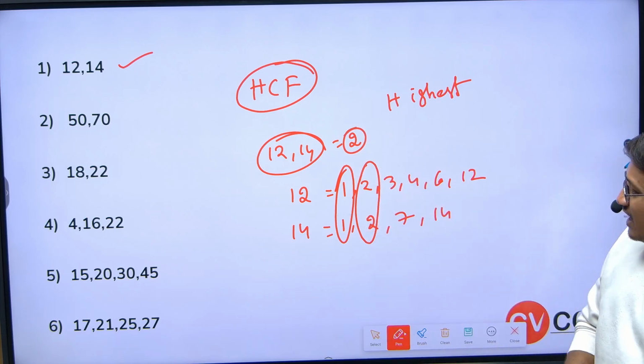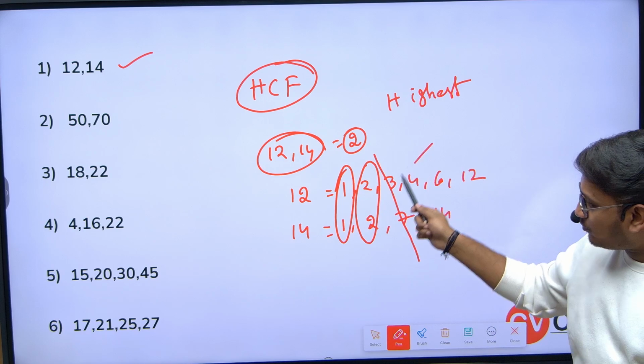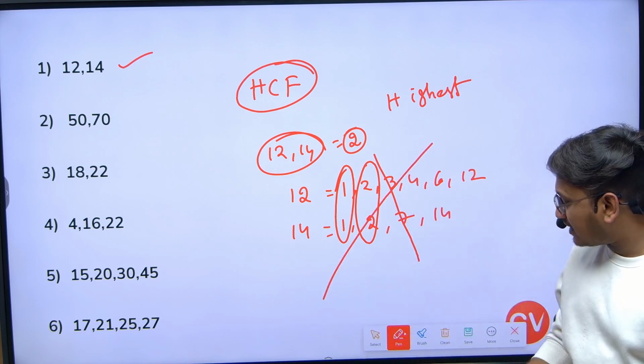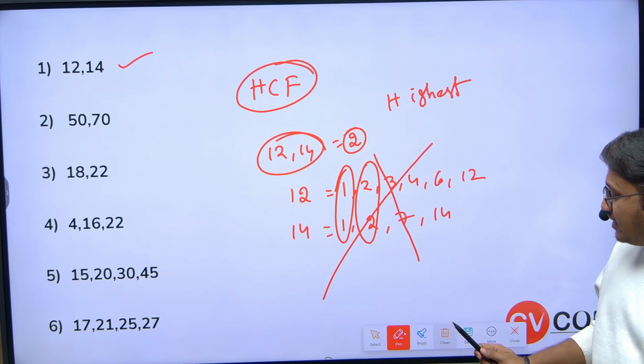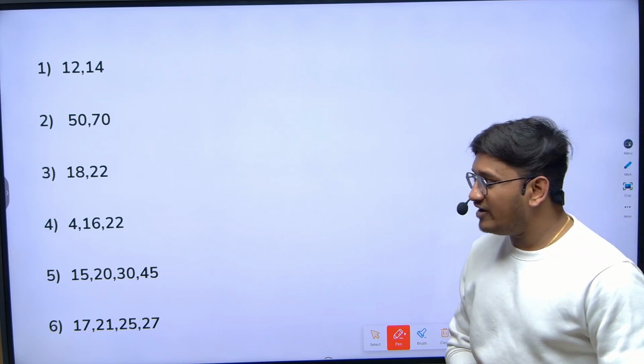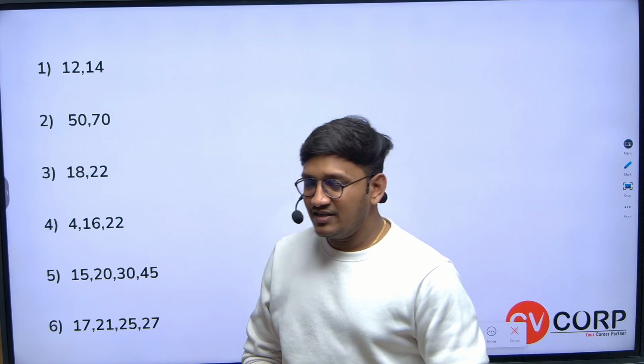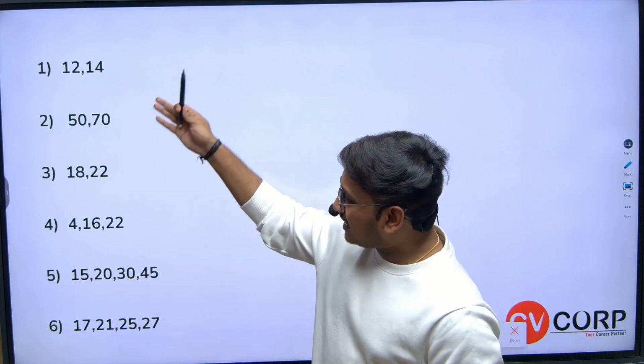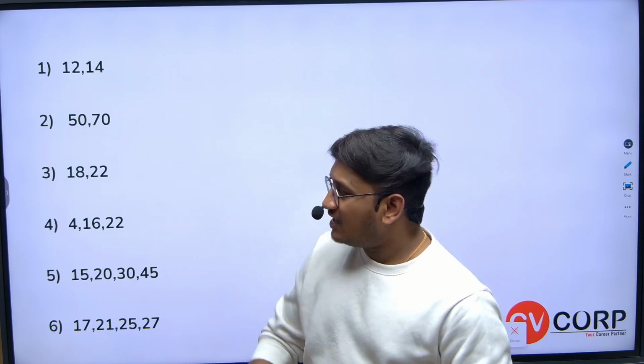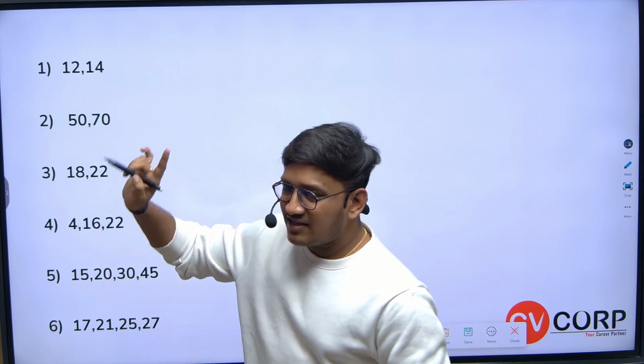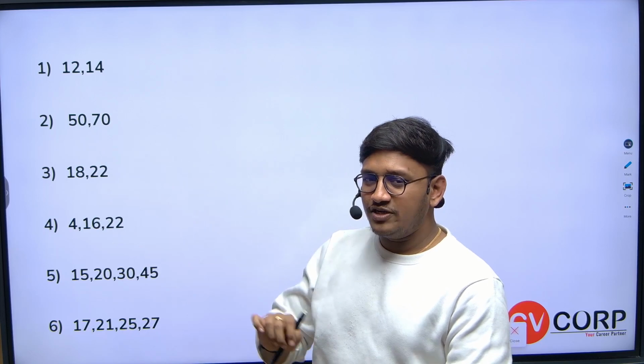Okay. So rather than doing these numbers, if you keep on writing factors for all the numbers, it will take a lot of time in the exam. So I will tell you the simple way to calculate the highest common factor. Listen carefully. Let's say you are calculating the highest common factor of 12 and 14, no need to write all the factors.